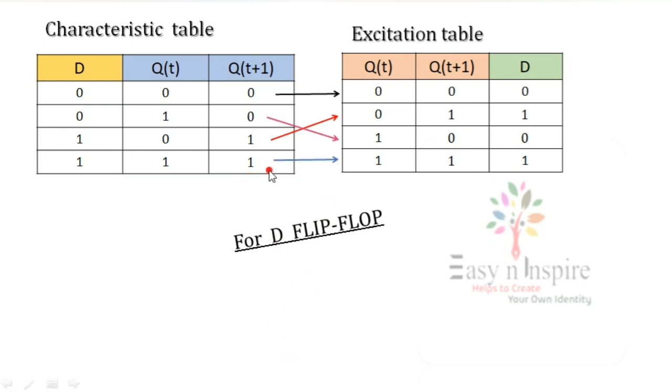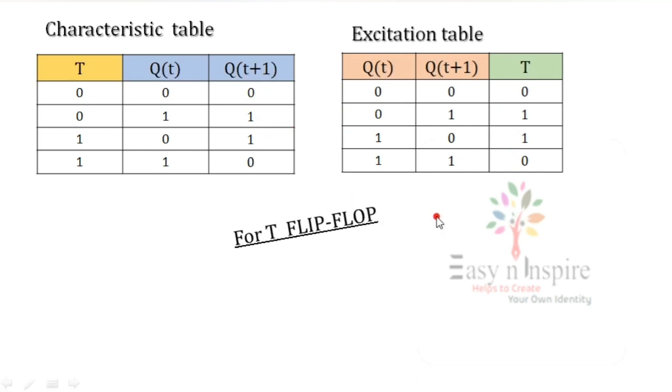For the 1 1 combination the input is 1. The 0 1 combination is 1. The 1 0 combination is 0. See, the 0 0 combination is 0 0. Like this. Similarly for the T flip-flop: 0 0, 0 1, 1 0, 1 1. So learn how to draw the excitation table clearly. This will help you convert any type of flip-flop, so SR to JK, JK to SR, or whatever the conversion may be.